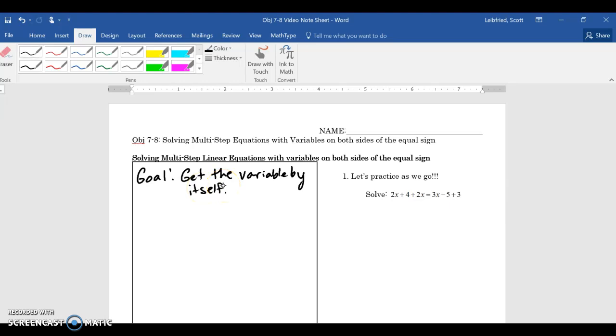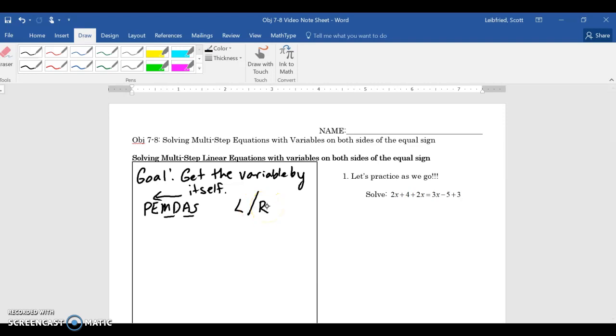So when we look at problem number 1, we're solving. We'll notice we have 2x plus 4 plus 2x equals 3x minus 5 plus 3. The first thing we have to do is remind ourselves to solve, we have to do reverse order of operations. So PEMDAS backwards. We also have to remember that whatever we do to the left side, we also do to the right side.